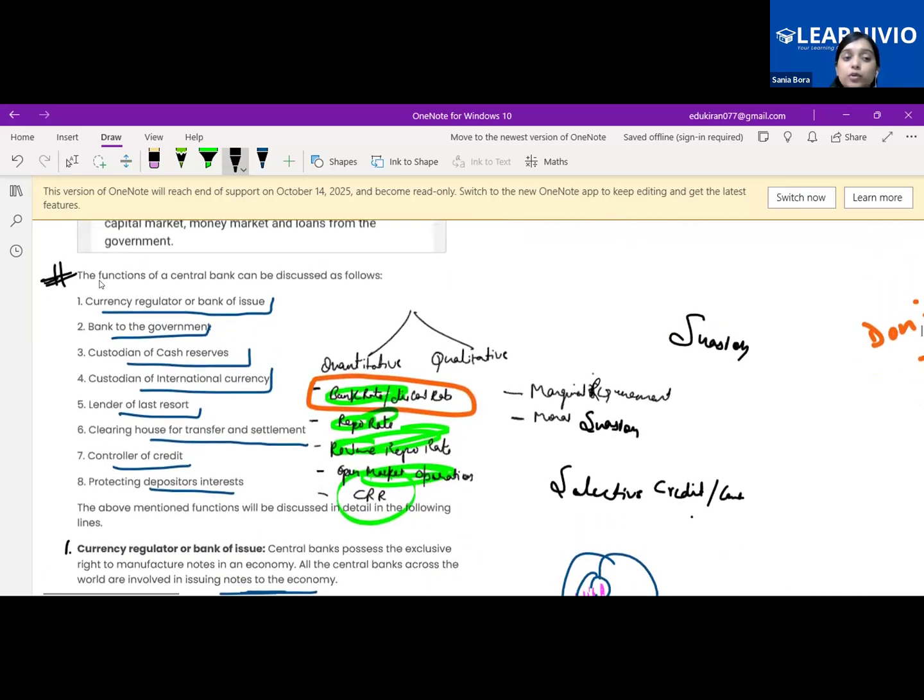Okay. So you will put the heading functions of central bank. You will write all the 8 functions, and then three I have already explained. You will write this and the next three I'll explain. Okay.